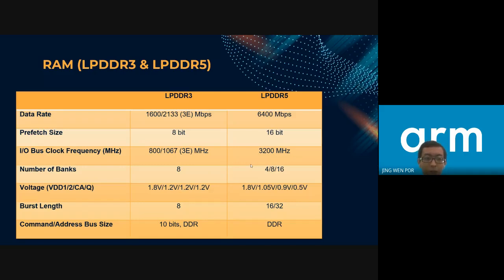For voltage wise, you can see that the power consumption is getting lower. Although the maximum is 1.8 volts, the next spec is 1.05 volts, compared to the LPDDR3, which is 1.2 volts. The burst length is also doubled or even quadrupled, while the command address bus size is increased too.